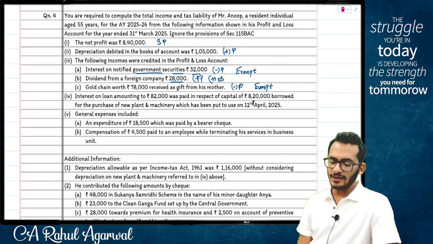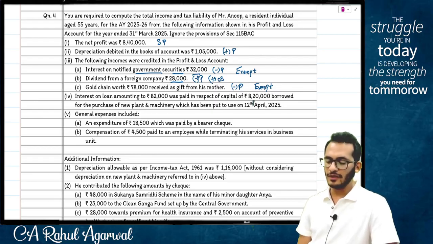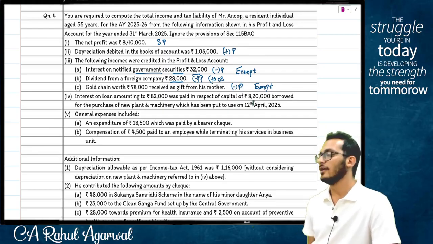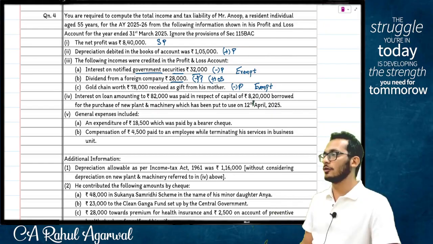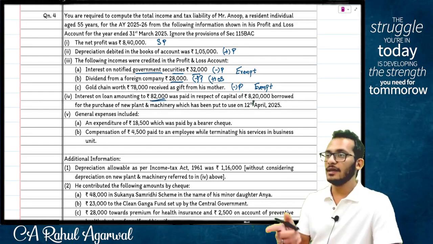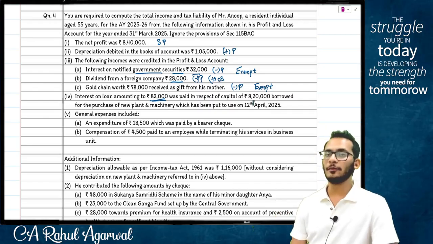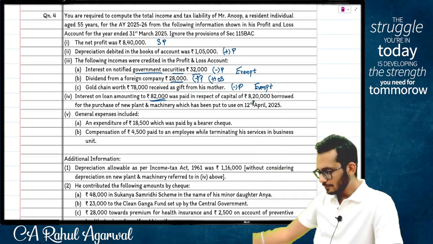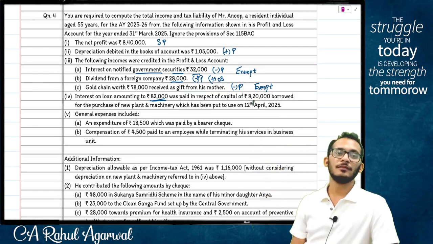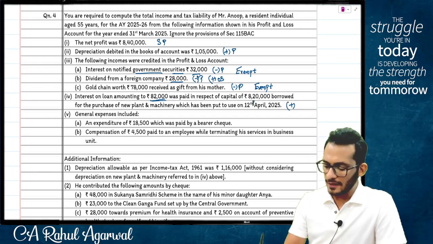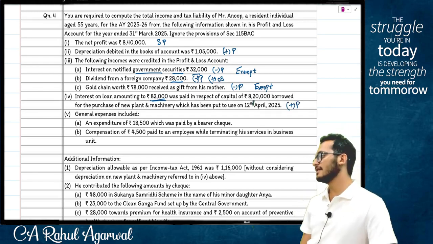Interest on loan amounting to 82,000 was paid in respect of a capital of 8,20,000 borrowed for the purchase of plant and machinery, which has been put to use on 12th April 2025. In my P&L, there is an interest on loan of 82,000, which is taken for a machinery. The machinery has been put to use on 12th April 25. 12th April 25 is next year. Therefore, very good, the whole interest needs to get capitalized to the asset.